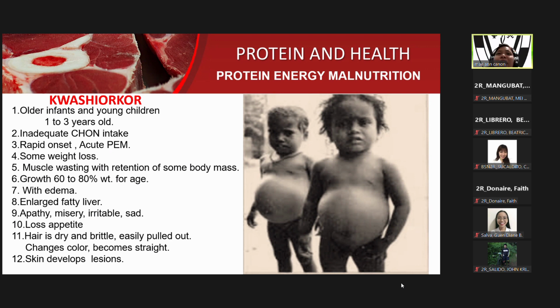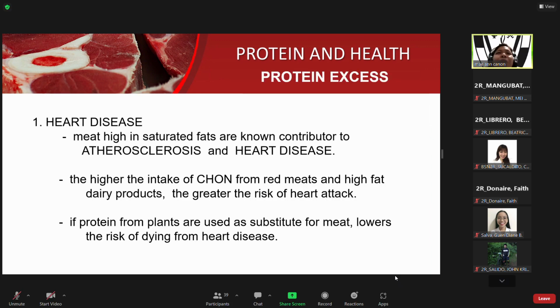Unlike marasmus, which has a long-term effect and is chronic. So, there is some weight loss. You can also see muscle wasting, and growth is 60 to 80%. Then edema because of decreased protein, so there will be edema and an enlarged fatty liver. There is apathy. The patient is irritable with loss of appetite. Hair is dry and brittle. What else? Skin develops lesions. The job of protein is to prepare your tissue. Since there is a lack of protein, the patient has many sores that take long to heal. So, that is your kwashiorkor.